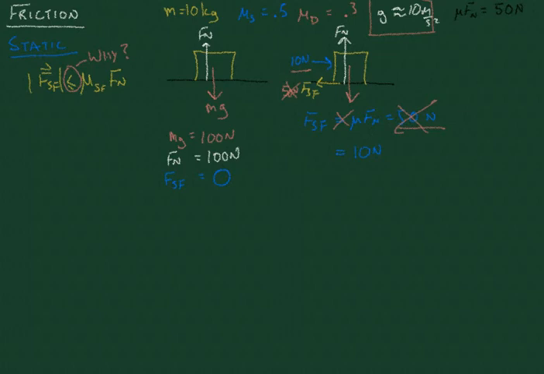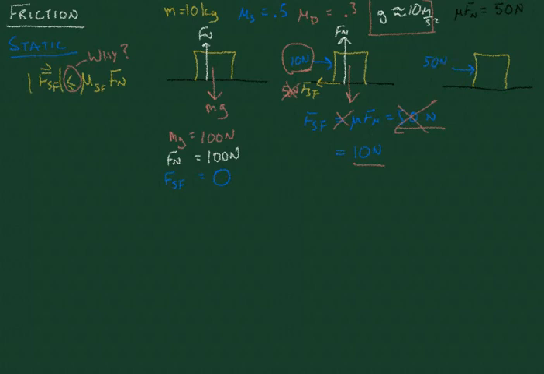Because it means that we're applying this force, we're pushing with 10 newtons, but there's enough friction that we're not moving. So the friction just balances out the force that we're pushing with. Okay? Now let's say we push a little bit harder. So now we apply a force of 50 newtons.